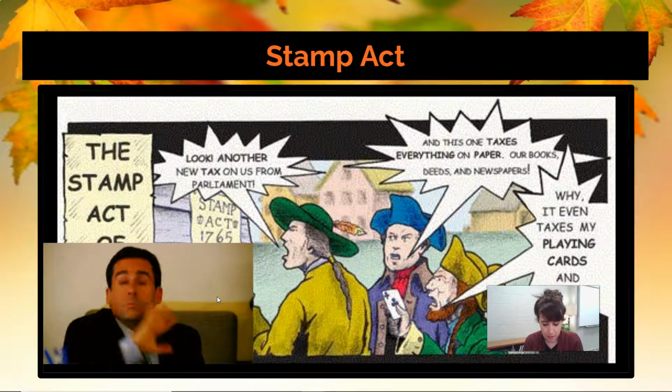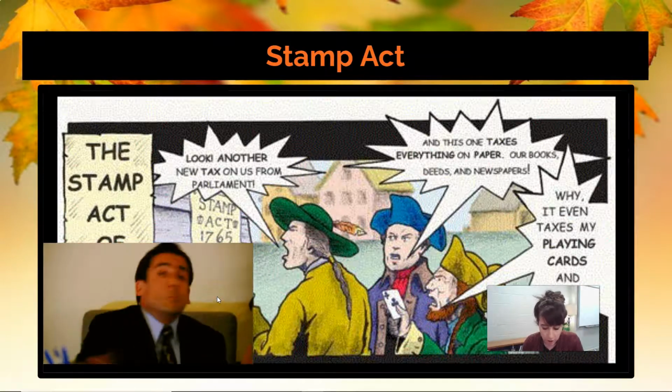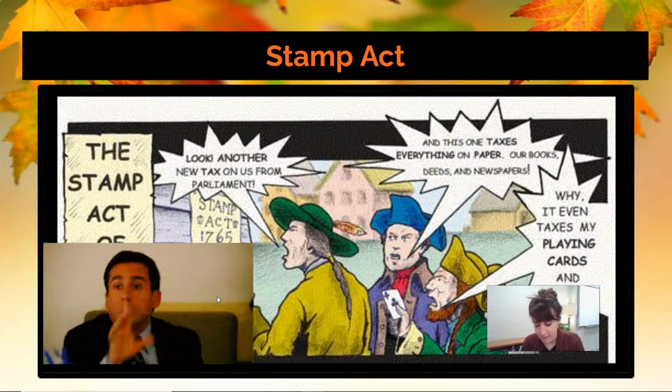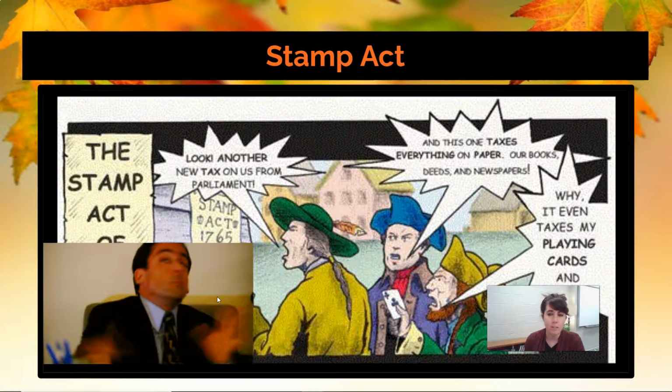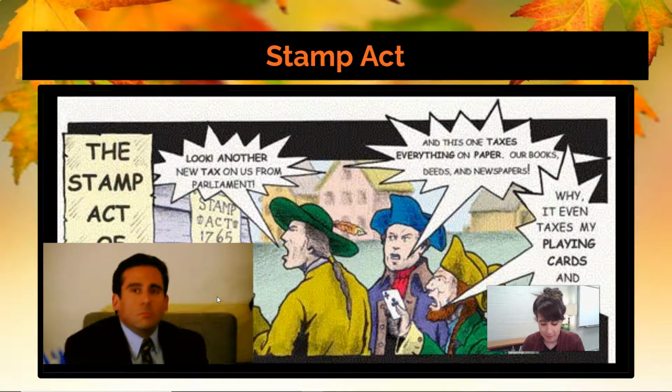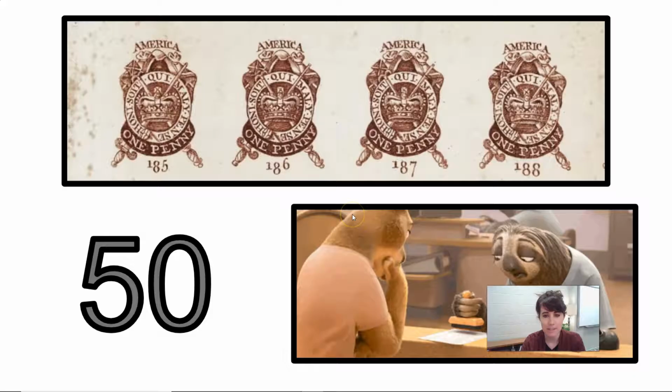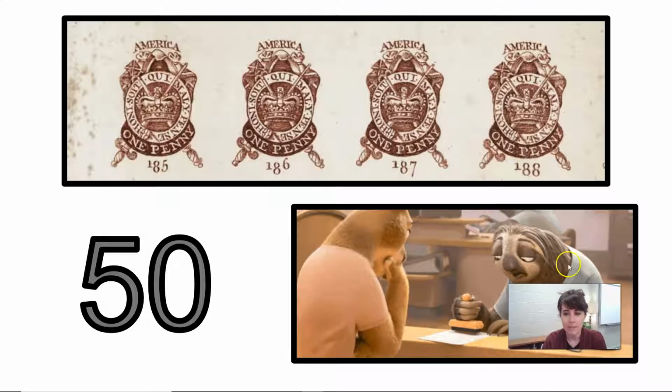It's a tax on things like cards, newspapers, licenses. There were about 50 items total that had this stamp that you would have to pay for. It's named the Stamp Act because there's a stamp. So there's about 50 items and you would have to pay this extra tax to get a stamp on it. And the colonists, like I said, really freaked out. It was the most odious, the most hated of these new taxes.